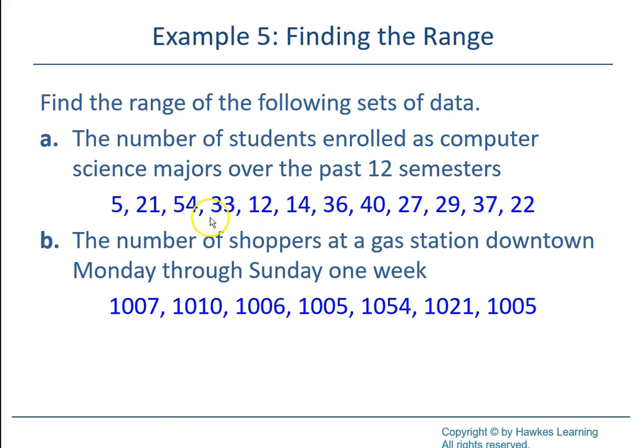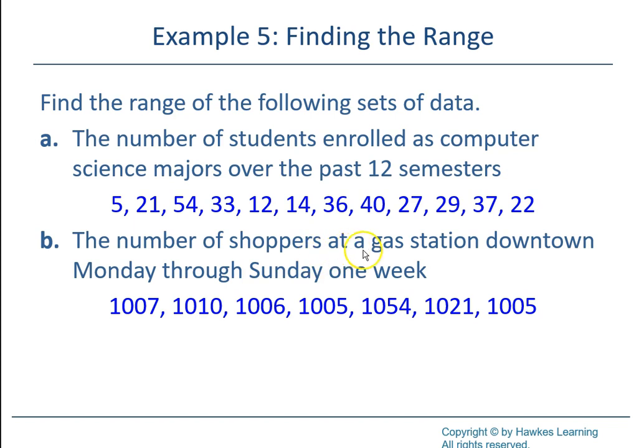And as I scan that, it looks like the smallest is a 5. And the largest number looks like it's a 54. So 54 minus 5 is going to give me 49. So the range of A, doing it from the top of my head here, is 49.